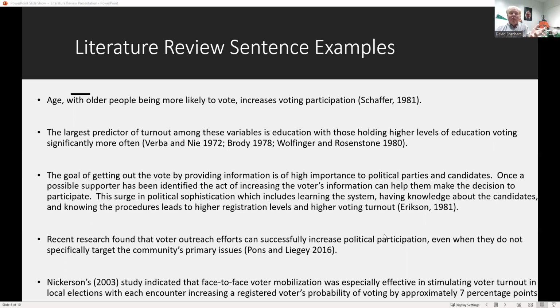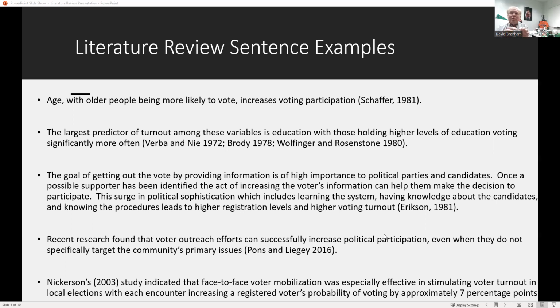Another thing you can do, the fourth example: recent research found that voter outreach efforts can successfully increase political participation, even when they do not specifically target the community's primary issues. You see here, this is a typical entry in your literature review. This time, it's not something that would go to your dependent variable so much as, in this case, the independent variable, the one that says, okay, if you get voter solicitation, then you will vote.